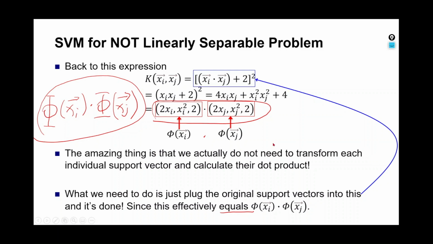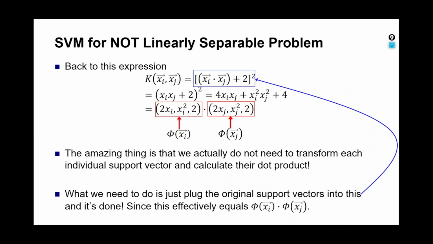We do not need to go through this expansion, then simplification, basically all of those intermediate mathematics. We can skip all this. It's a huge improvement. What we can do is just plug in our original xi, original xj, basically the support vector values, and find their dot product plus 2, squared. That's about it, because this finally is equal to this transformed xi dot transformed xj. All right. Any questions about this? Take a look. 5 seconds.